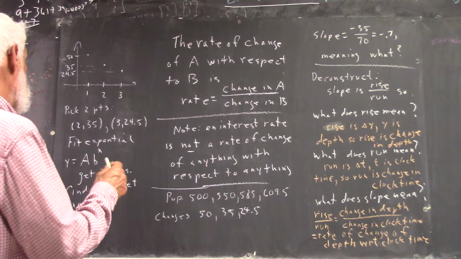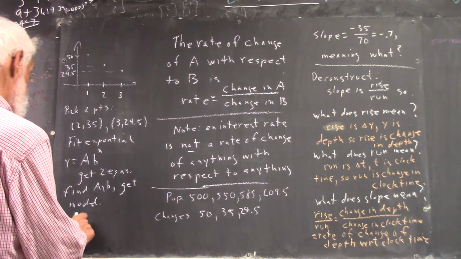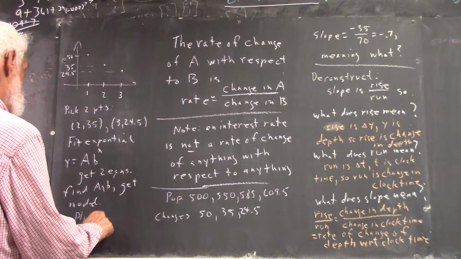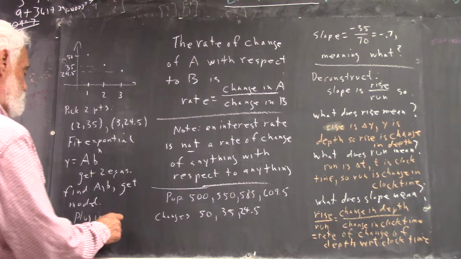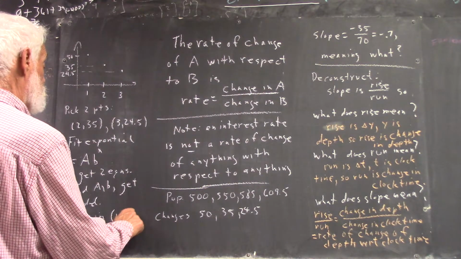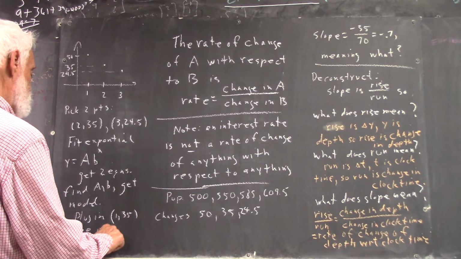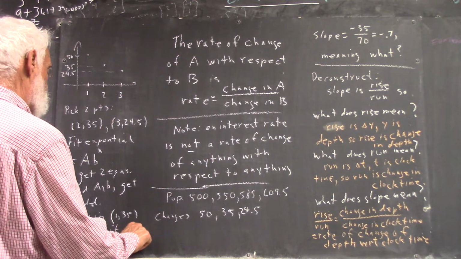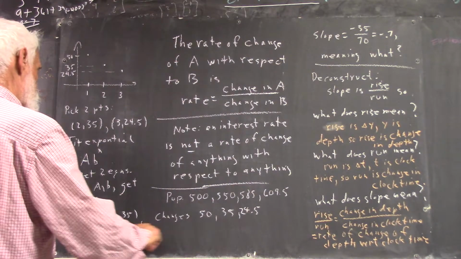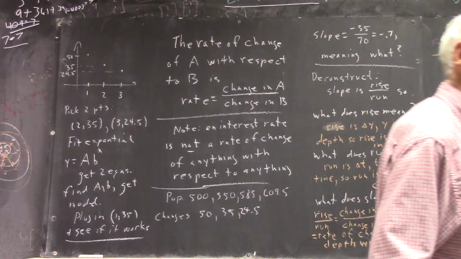You find A and B and you get your model. Then plug in the coordinates of 1, 35, and see if it works. Okay? Make sense?